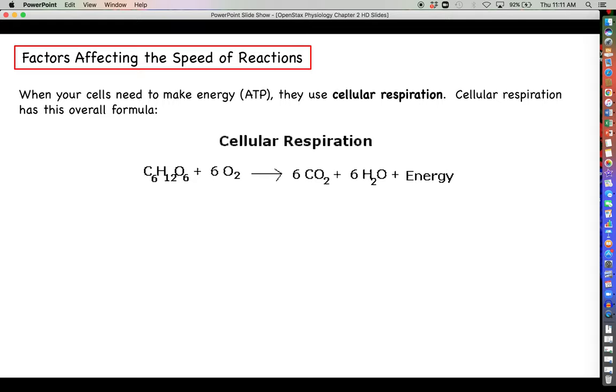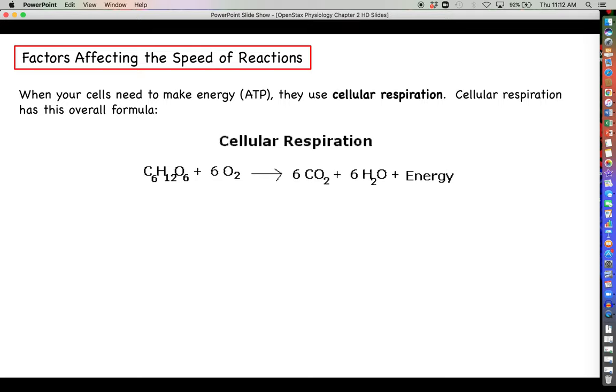So while we're on the subject, let's talk about this chemical reaction right here, one that we're going to become familiar with a lot throughout the semester. So this is the basic bare bones chemical equation for cellular respiration. So cellular respiration is the principal way by which our cells make ATP. And we'll talk about this more in chapter 3 regarding the oxygen requirement, how much ATP you make, and things like that. So cellular respiration, here's the bare bones chemical formula here.